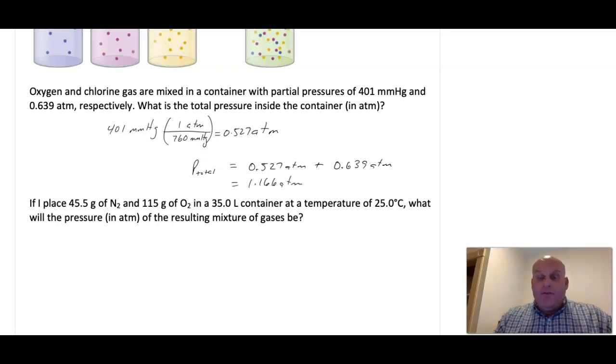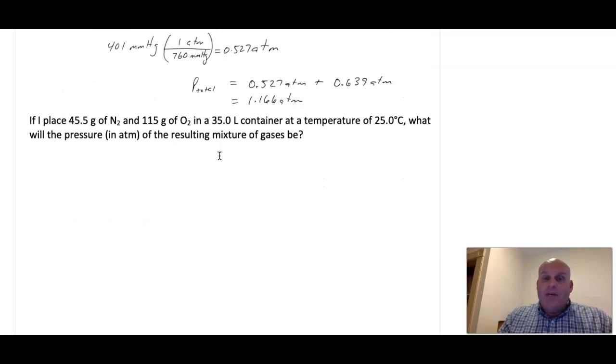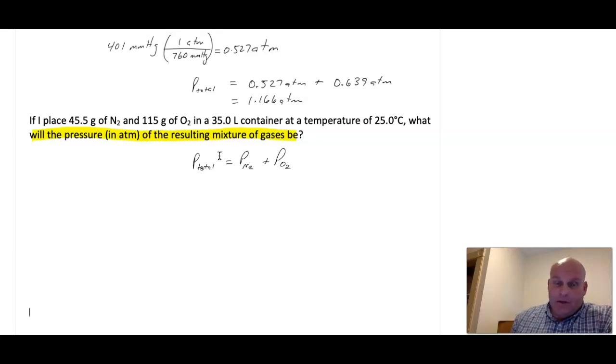So those are going to be pretty straightforward, maybe some pressure conversions here and there, but you can also imagine that we can get a little more complicated. So here, before I can get to the point of answering my question, what will the pressure of the resulting mixture of gases be? Before I can get the total pressure simply by adding the pressure of N2 plus the pressure of O2, my two gases here, I have to get those pressure of O2 and pressure of N2 values using the data in the problem.